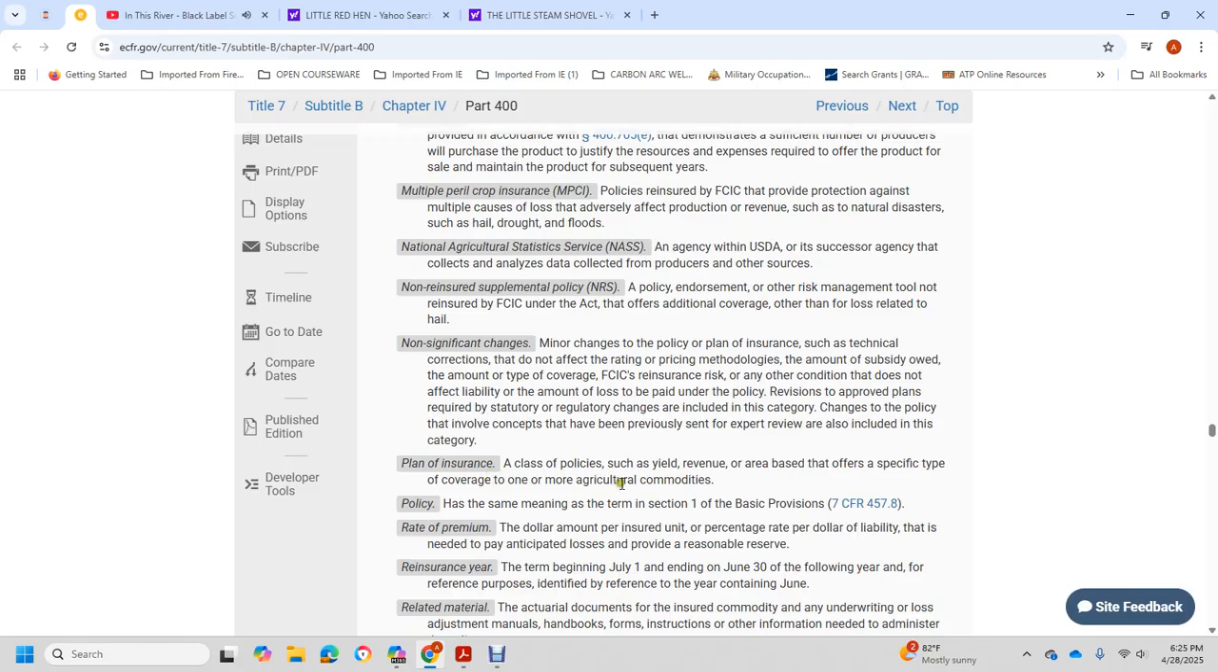Plan of insurance: the class of the policy, such as yield, revenue, or hour base, for the specific type of coverage of one or more agricultural commodities, with the policy having the same meaning as in section 1, basic provisions.